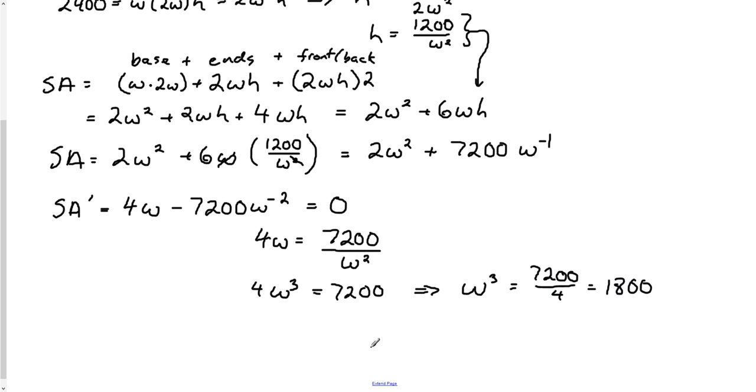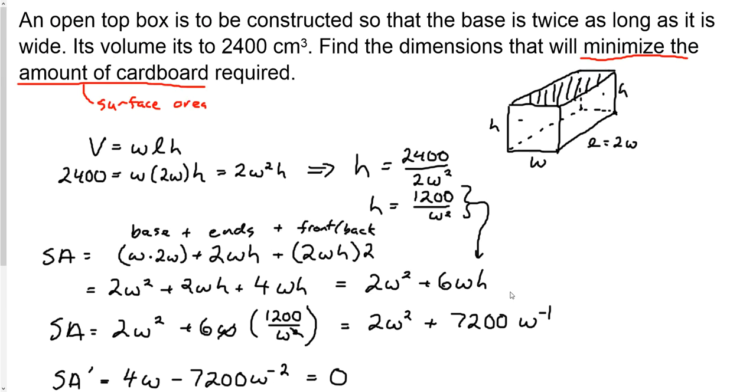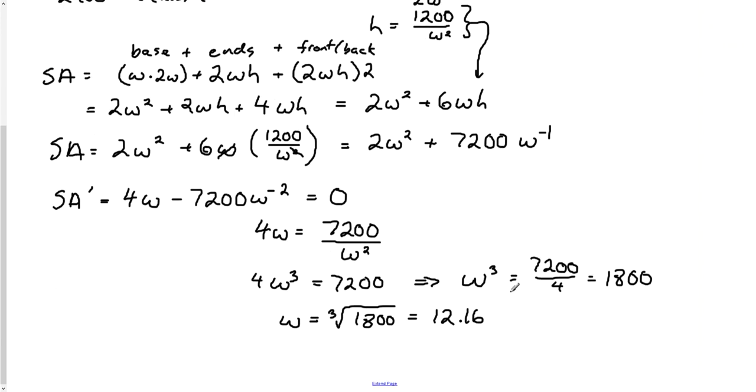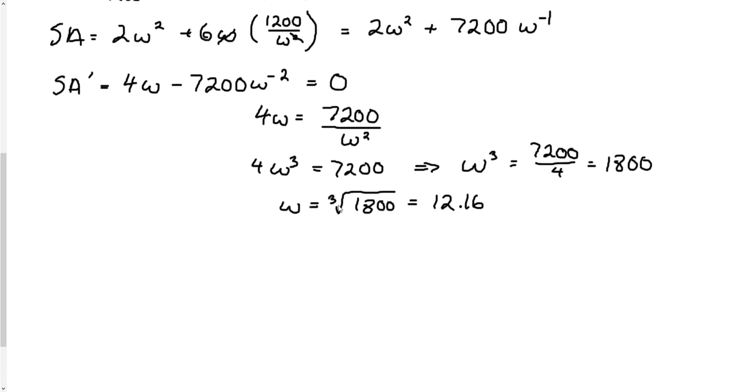Okay. So now I can solve for w. W is going to be the cube root of 1,800, which is going to be 12.16. So what were we asked to find in this question? We were asked to find the dimensions that will minimize the amount of cardboard. So one of our dimensions is the width of that box, 12.16. We need our other dimensions. We also need our length and we need our height.